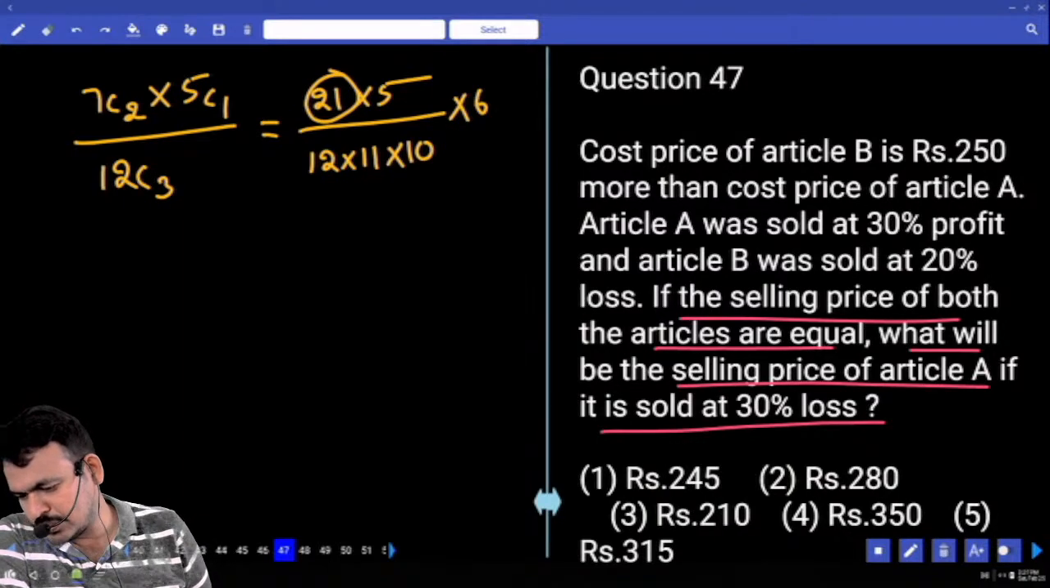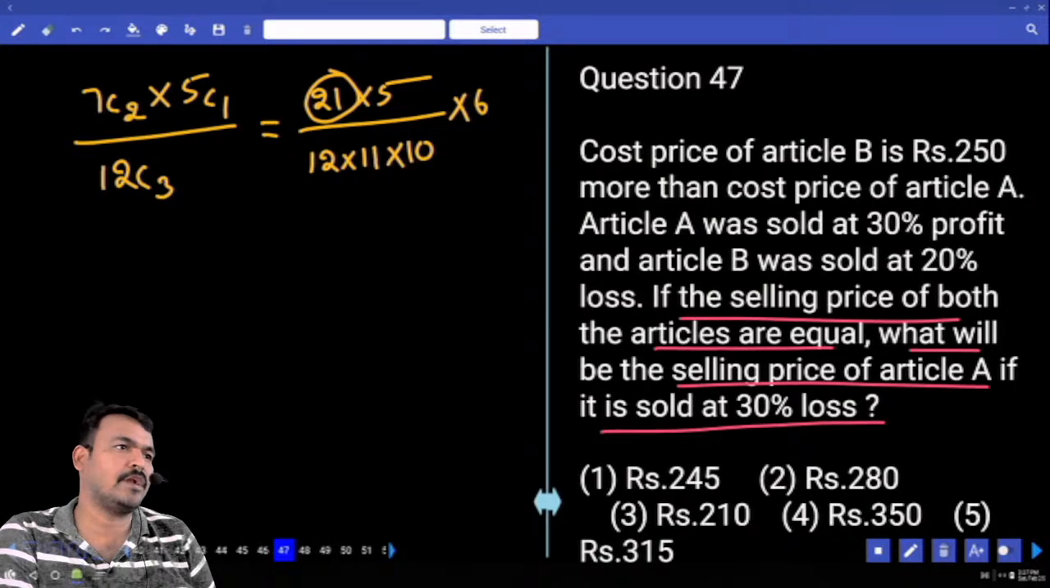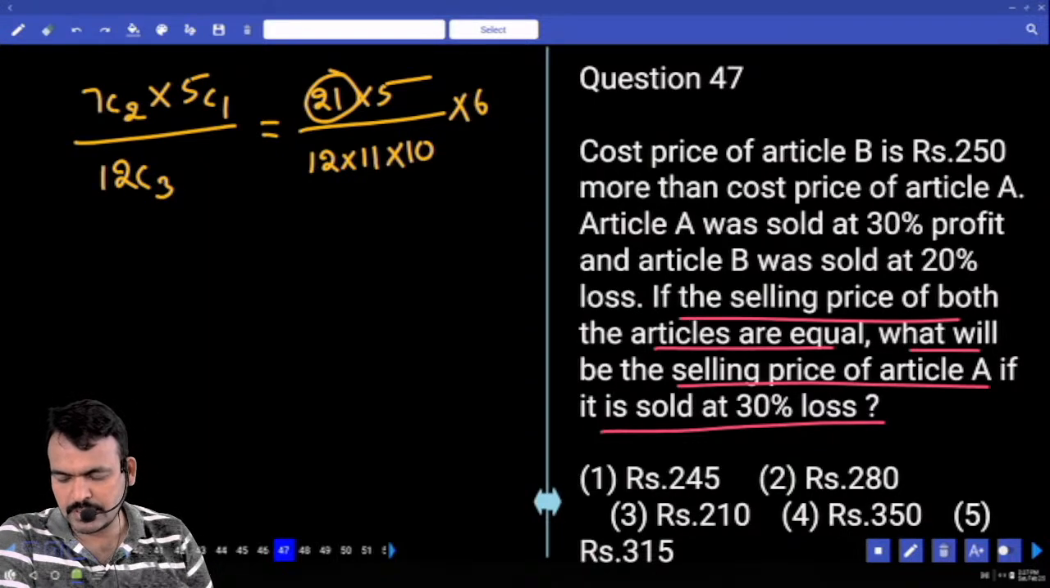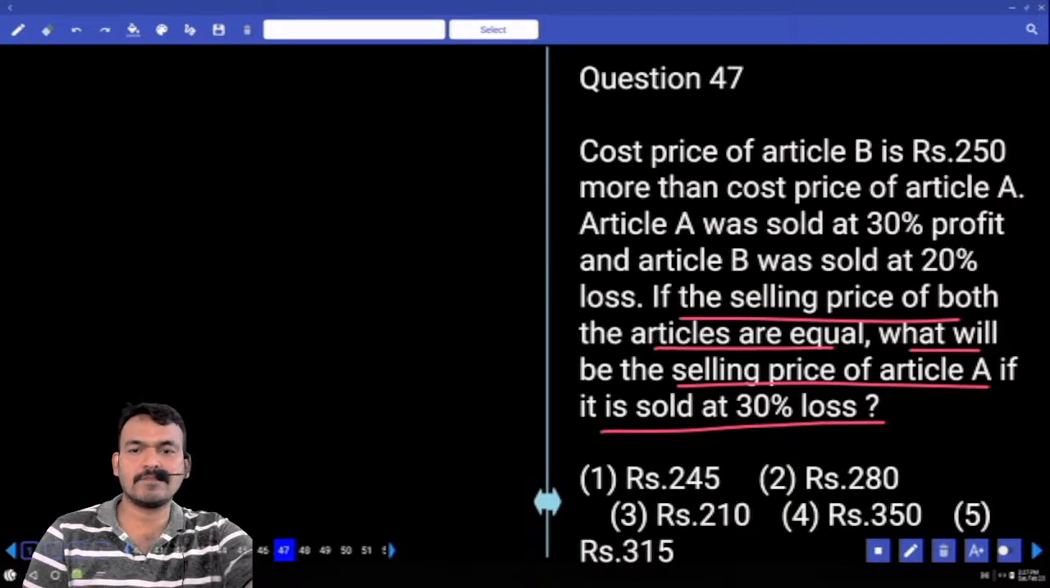Before solving the question, 30% loss means selling price is 70%. Then the answer must be a multiple of 7. First option is a multiple of 7. Second option is also a multiple of 7. More than one option qualifies, so take the general procedure.